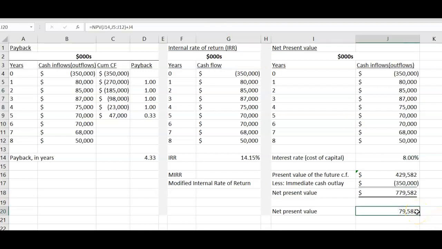But you could also calculate it directly. Let me demonstrate how we would do that. Oh, the 779, that needs to be a plus, not a minus here.